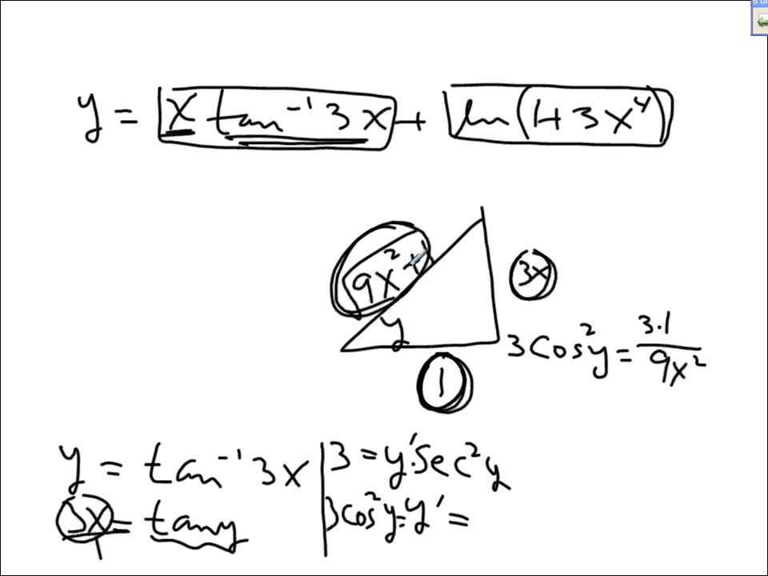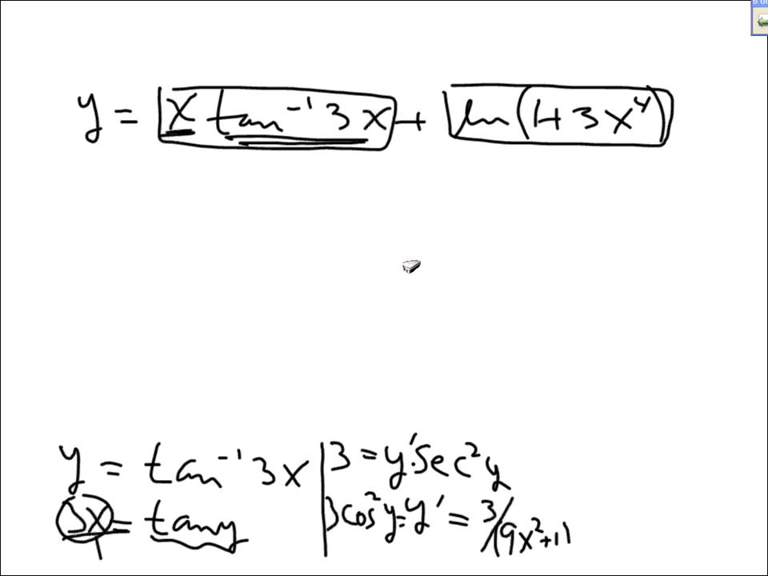Something's bothering me. When you square this, you don't get 9x squared. You get 9x squared plus 1. So y prime is 3 over 9x squared plus 1. Okay, so now we have the derivative of tan inverse of 3x.